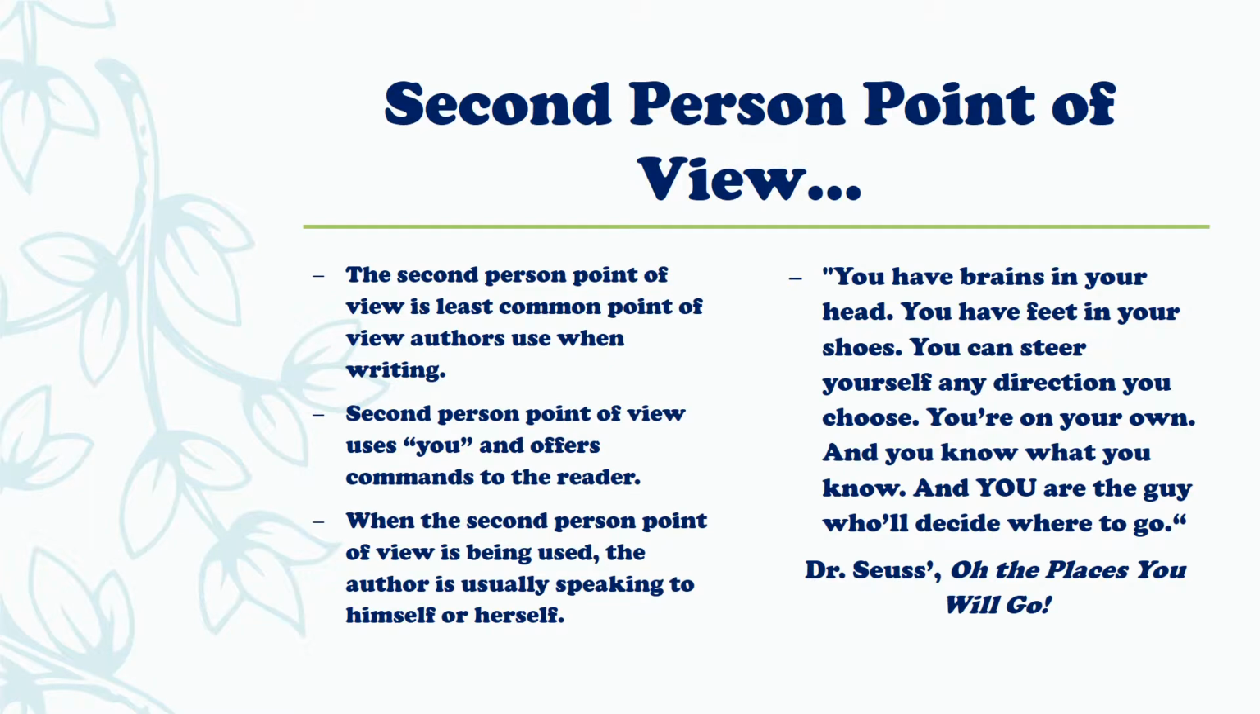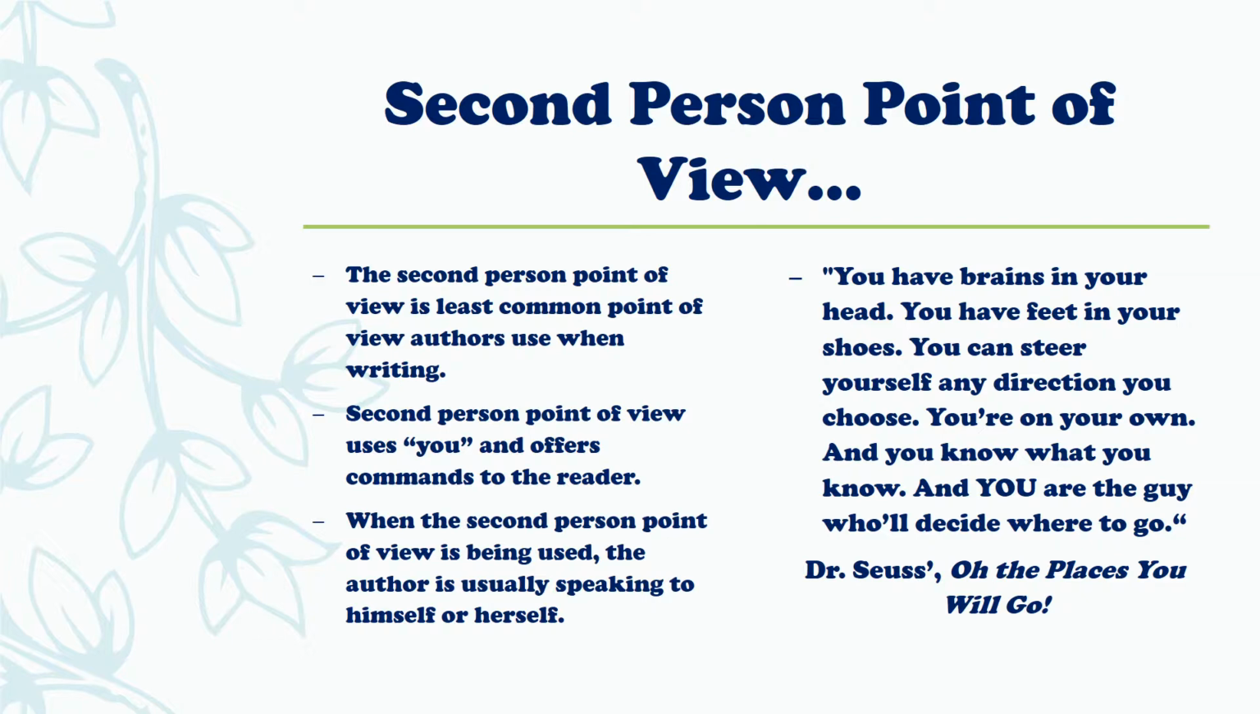Next, we have the second person point of view, and this is the most rarely used among authors when writing, but you can identify the second person point of view by words like you and your. And in this type of writing, the author is offering commands to the reader using those you and your pronouns. So in the second person point of view, the narrator is often talking to himself or herself, kind of like an inner or even verbal monologue, talking to himself or herself.